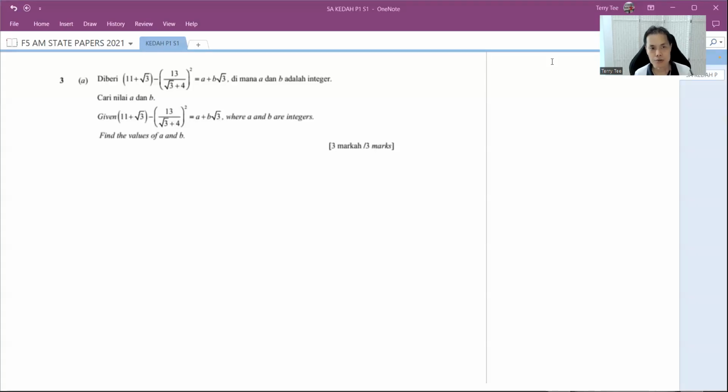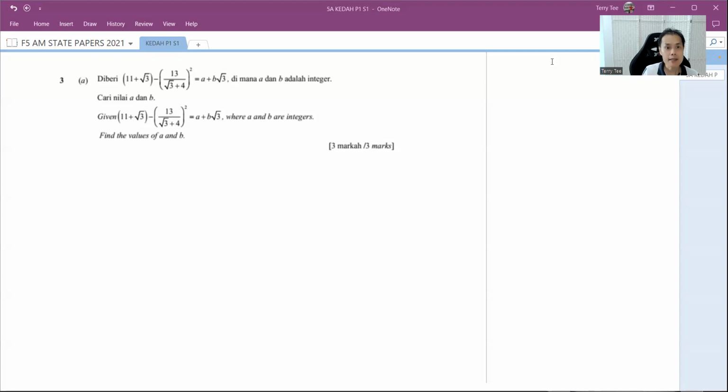Okay, question number 3. This is from the chapter Indices, Surds and Logarithms. So this specifically is Surds. Now, number 1, we have to find the value of a and b. You're given the first part here. This is a bracket 11 plus surd 3 minus 13 over surd 3 plus 4 squared.